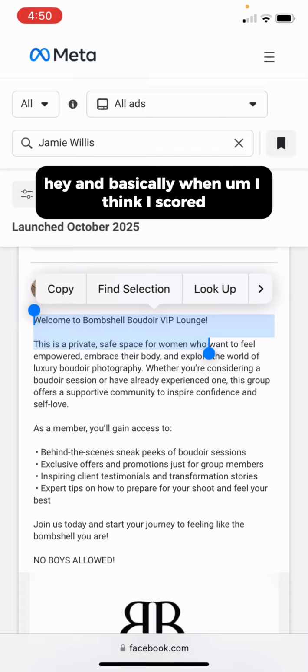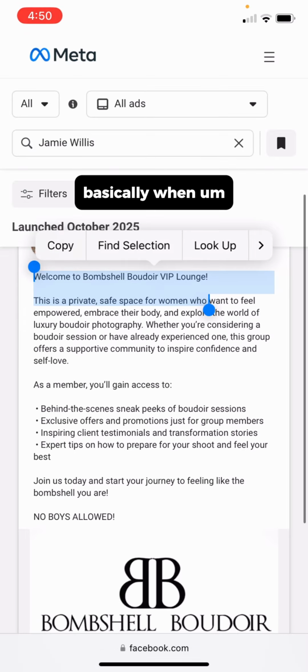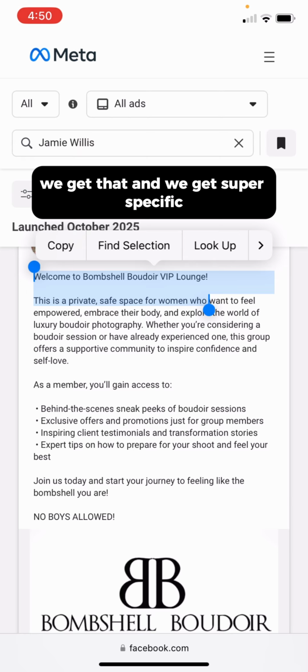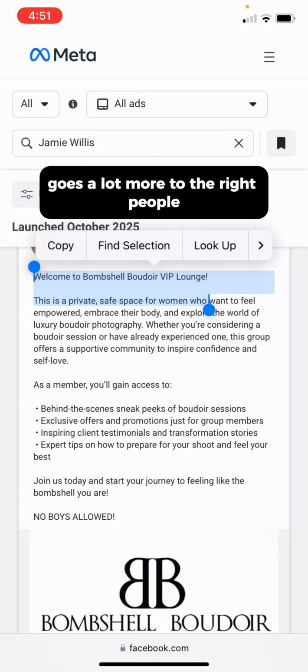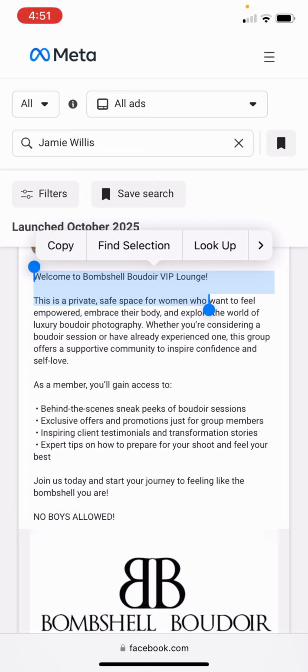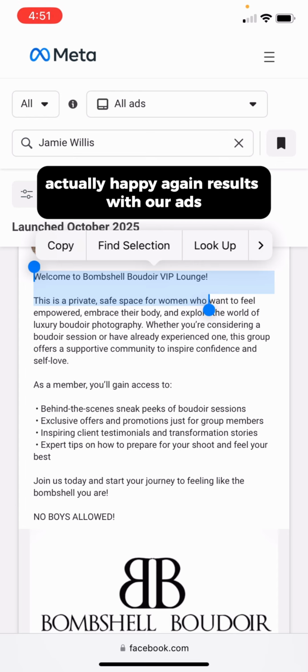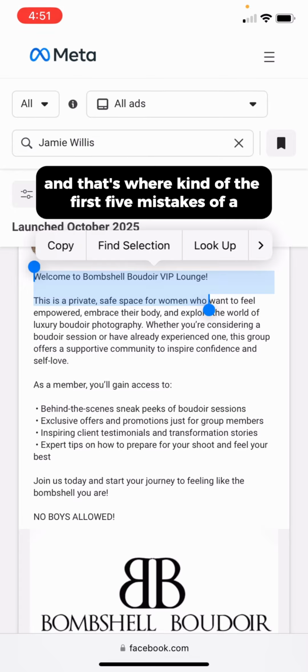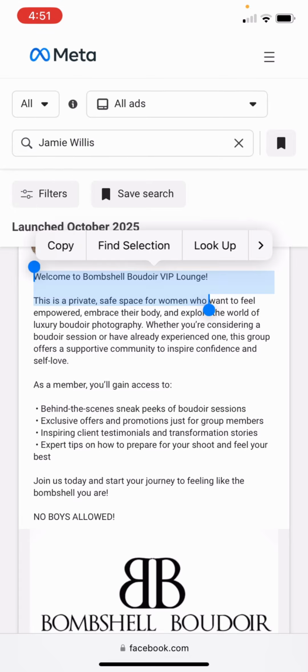And basically when we get that and we get super specific, our ad actually sustains a lot longer, goes a lot more to the right people, and doesn't burn out as fast. And so we're actually happy getting results with our ads. All right, so that's for the see more headline. And that's where the first 5 mistakes of a Boudoir Facebook ad can happen.